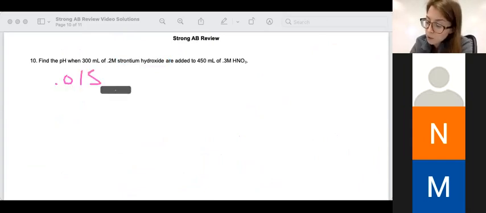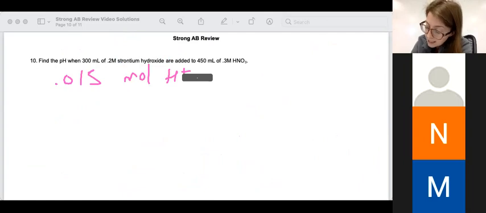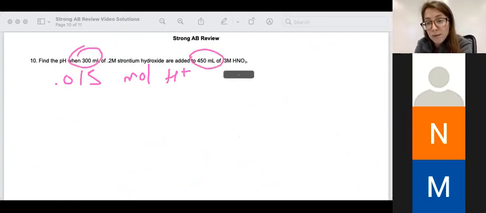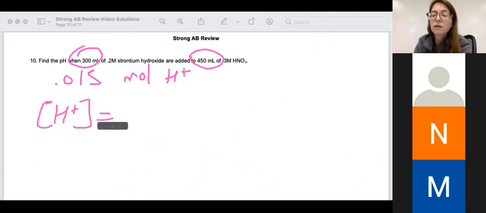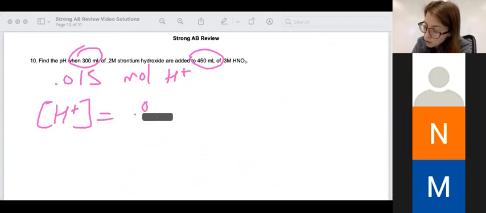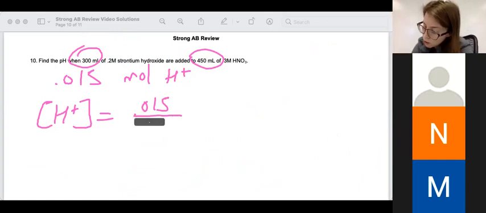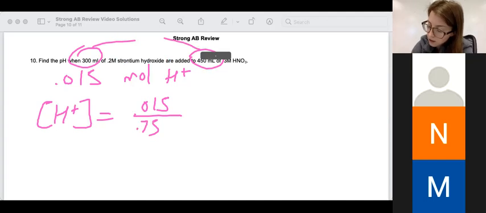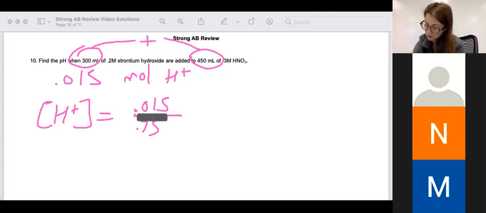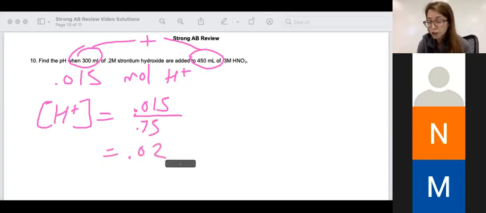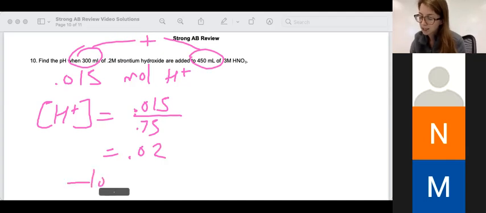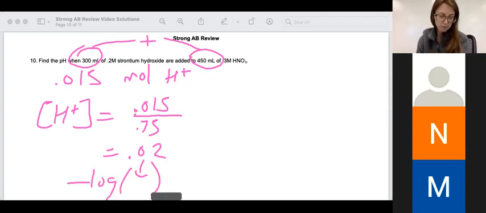So I have 0.015 moles of H+. We are sitting in a total solution of 750 mils. I added those 2 numbers together. So I can find the remaining concentration of the H+ by taking those moles. Remember, brackets mean molarity, so I'm doing moles over liters over the 0.75. Added those together and converted them to liters, which gets me 0.02 as my concentration of hydrogen. And to find the pH, I take the negative log of that 0.02. And I get 1.7.